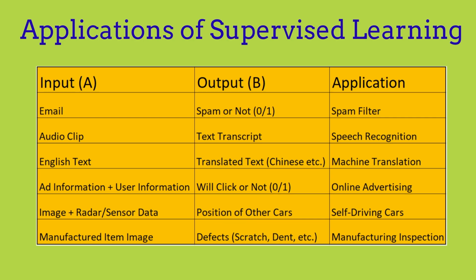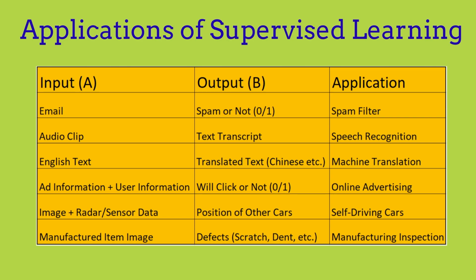Applications of supervised learning. Here you can see that there's a table with 3 different columns. The first one is for the input A, the second one is for the output B, and the third one is obviously the application. The first thing that we're going to talk about is email. Inside of any type of email, you can see that there's a spam filter or a spam box. Whatever the email provider thinks is spam, they automatically put that email inside of the spam folder or the spam box. So how can we actually train the model to do that?